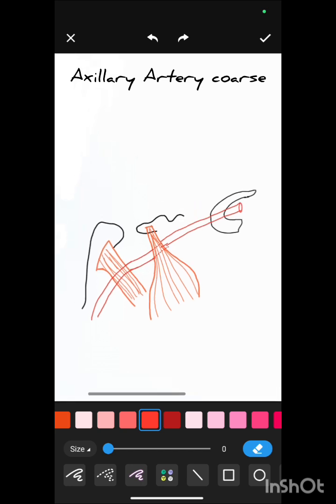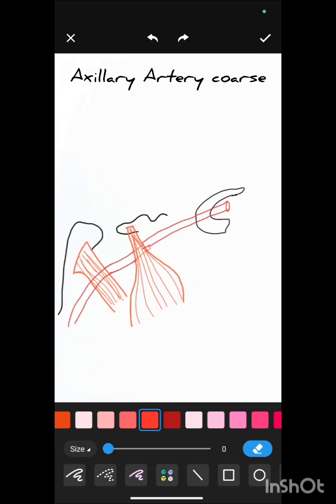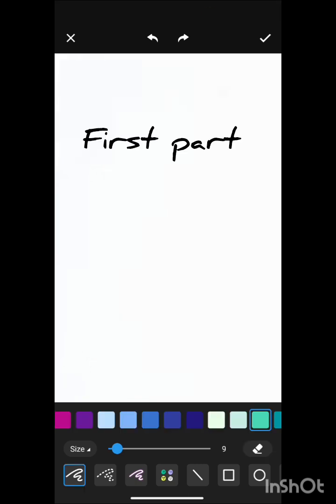And the axillary artery is related to the corresponding walls of the axilla and accompanied by the axillary vein on the medial side. The first part of the axillary artery is enclosed by the axillary sheath that is derived from the prevertebral layer of deep cervical fascia. I'll explain by the diagrammatic representation so that you can understand very easily.